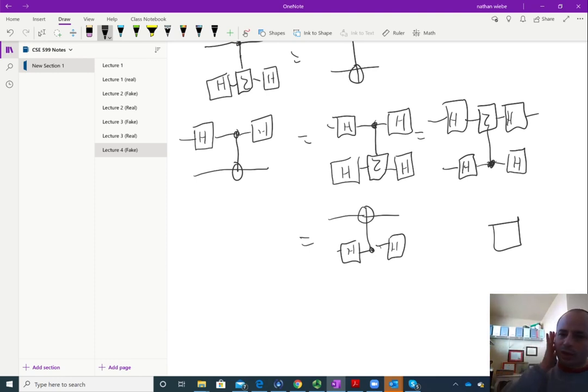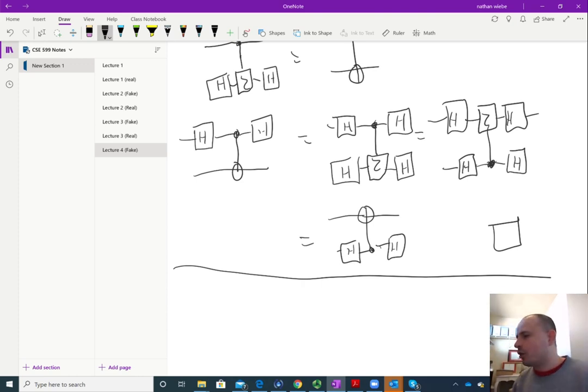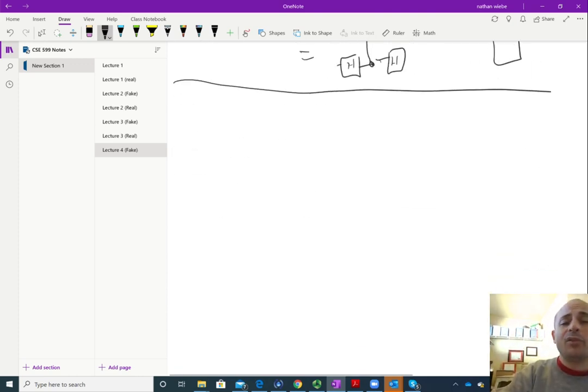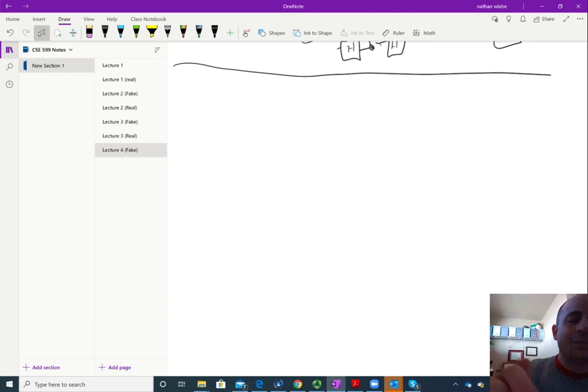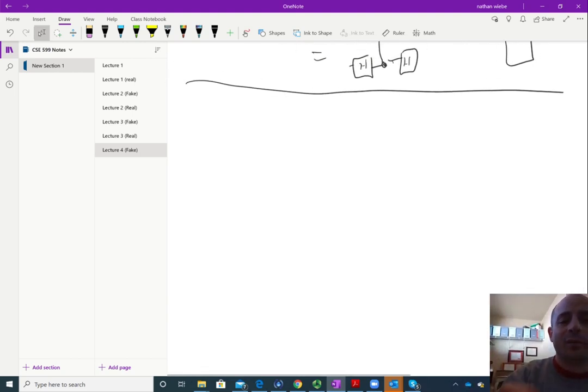All right, great. So now let's go on to some examples of this. In order to understand why we need to talk about controlled NOT gates, I'm going to spend a little bit of time, only a tiny bit of time, talking about the concept of entanglement.